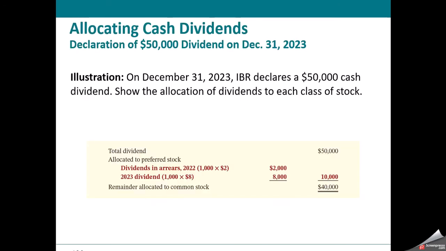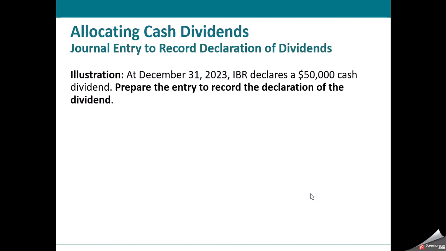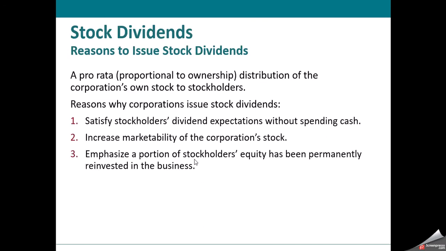All right, so then here we see if they have a $50,000 cash dividend, so now all of a sudden they're paying a lot more, they're going to catch up what's in arrears, they're going to pay the current year dividend, and then anything remaining is going to go to the common stockholders. But again, we see the same entry. It still goes to cash dividends and dividends payable. It doesn't matter in our journal entry if it's going to the common stockholders or the preferred stockholders.